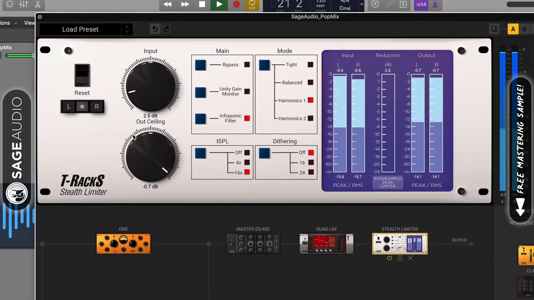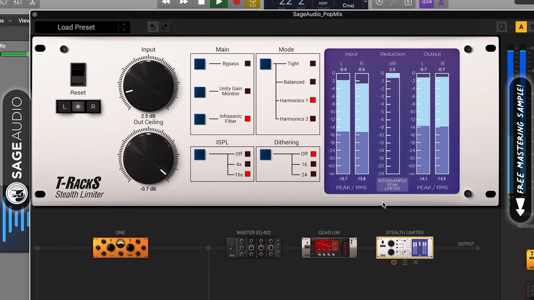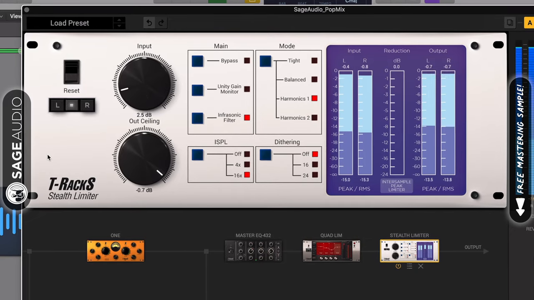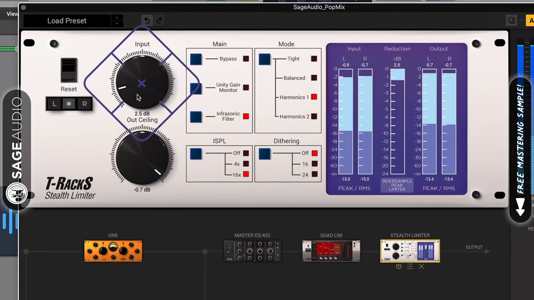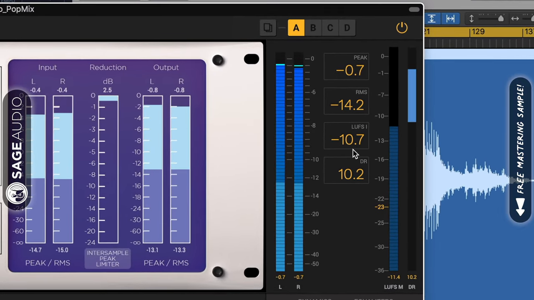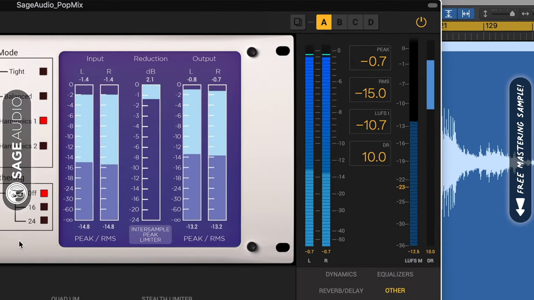The last insert was stealth limiter. To finish this chain, I used a limiter that I've tried before, and I liked a lot for its transparency. My settings here were really simple. I introduced a mild amount of gain, which got the level of the master to around negative 10 LUFS, which is going to be suitable for most streaming platforms.